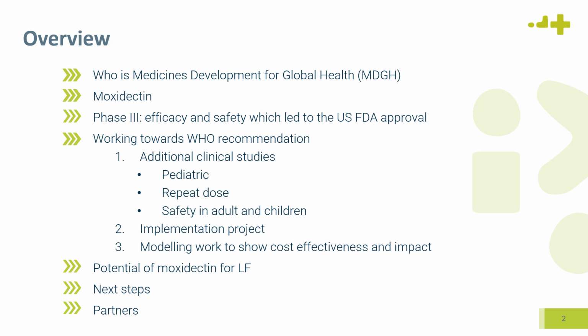But firstly, I'll introduce you to the Medicines Development for Global Health organisation and the medicines and diseases we're working on. I'll then move on to explaining the key characteristics of Moxidectin and present data from the phase 3 study that supported its approval for treatment of onchocerciasis. I'll then cover the work that's been ongoing to provide the necessary data to support policy recommendations and the next steps that we intend to take to facilitate access to Moxidectin for use in onchocerciasis treatment programs.